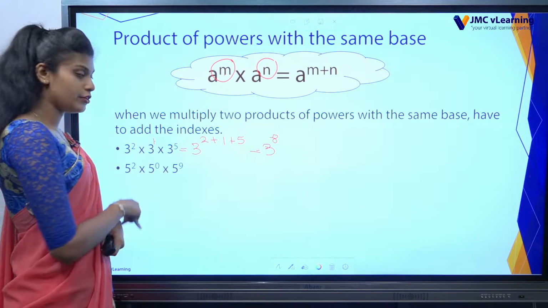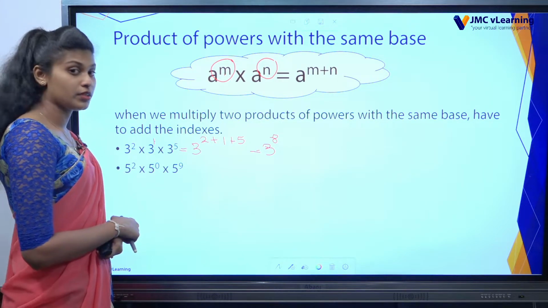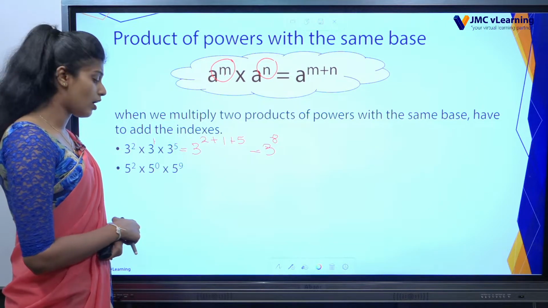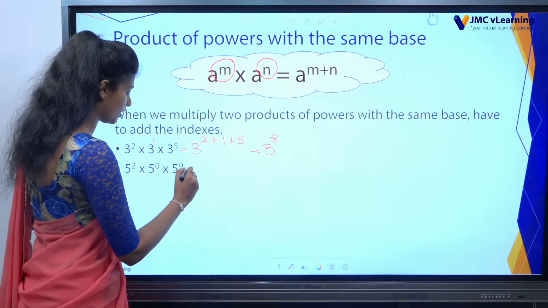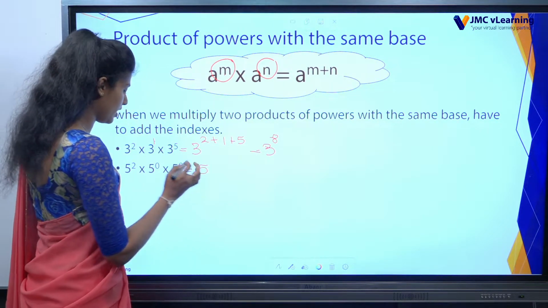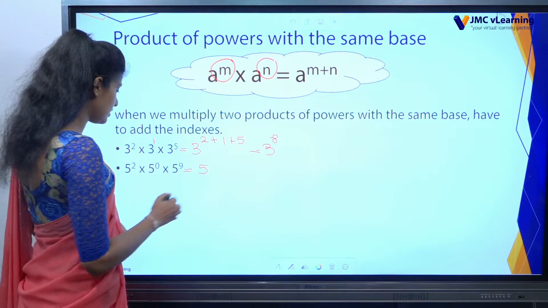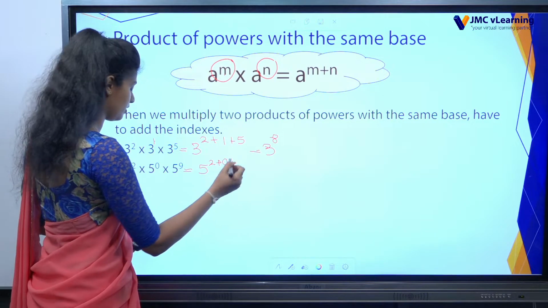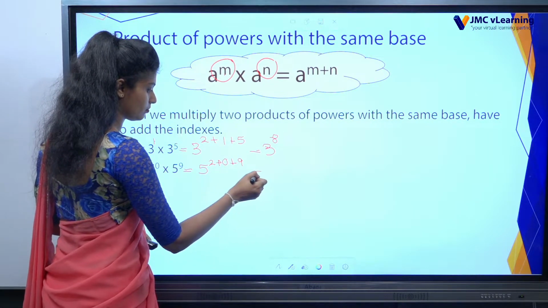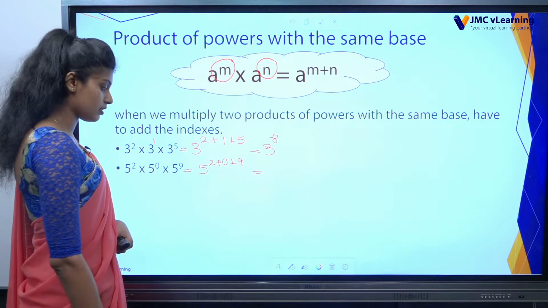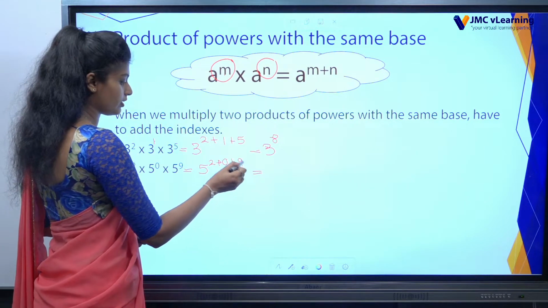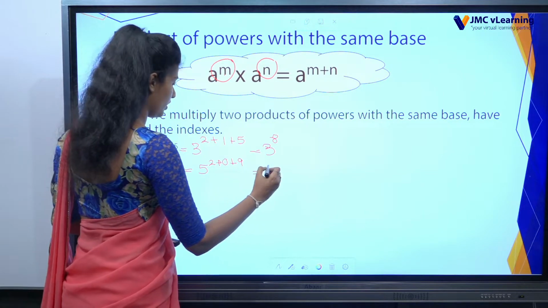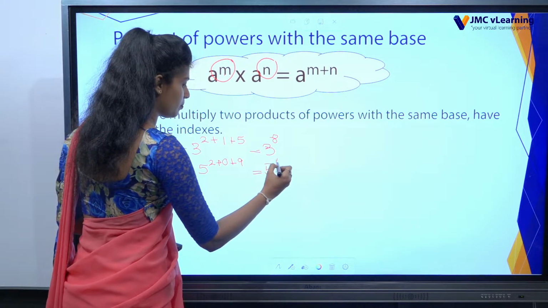Then 5 to the power 2, 5 to the power 0 and 5 to the power 9. These all you have to multiply. The common base is 5. Let's add all indices. Then 2 add 0 add 9. Then what is the answer? Let's add 9 add 0, 9. Then 9 add 2, 11. 5 to the power 11.